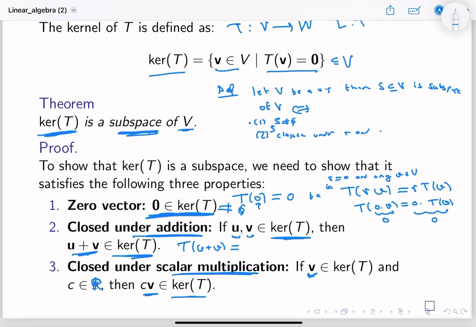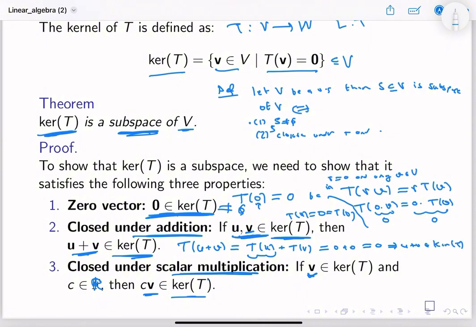Well, since T is a linear transformation, T of u plus v is T of u plus T of v, right? And this is equal to, well, since u is in the kernel, then T of u is 0. But since v is also in the kernel, then also T of v is 0. And thus this is equal to 0 plus 0, which is just equal to 0. And this proves that u plus v is in the kernel of T.